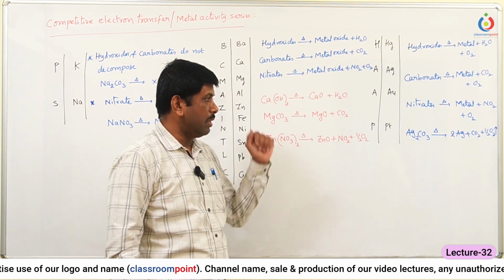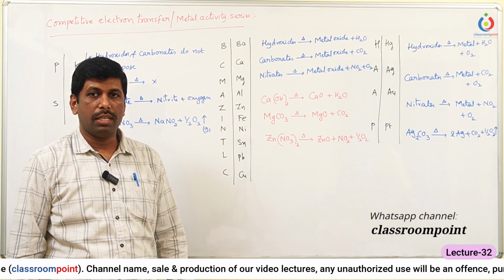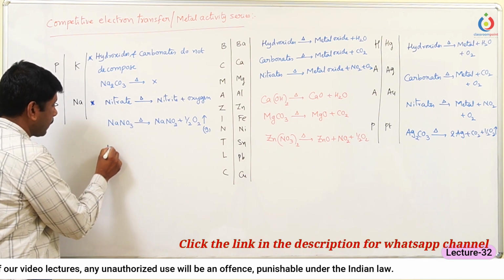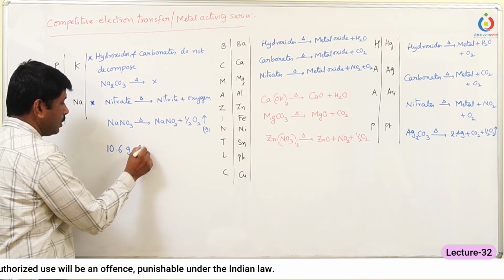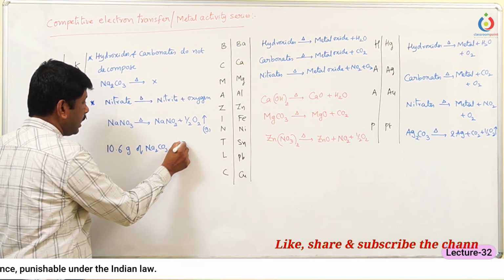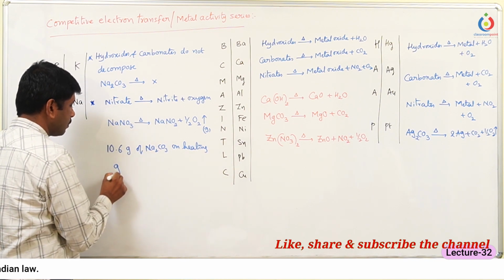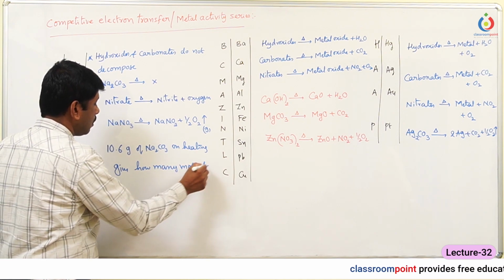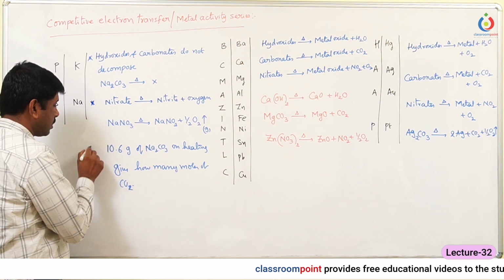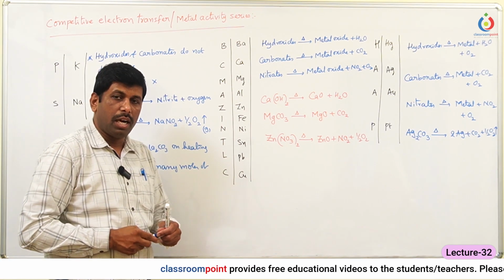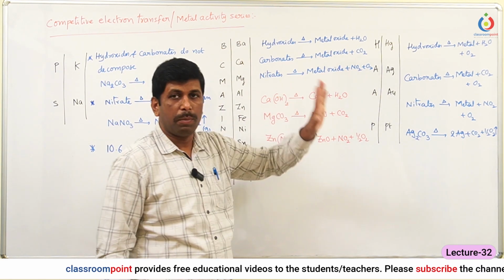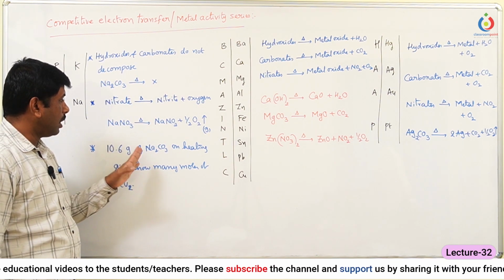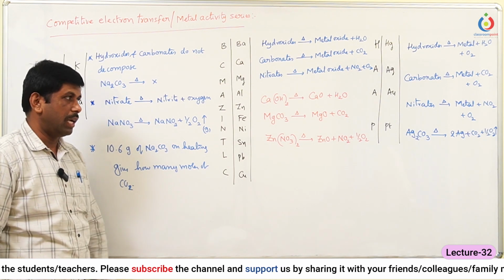So using this type of equation, we can easily guess what the products are in the reaction. For example, 10.6 grams of Na2CO3 on heating gives how many moles of carbon dioxide? If the question is asked like this, people usually guess that carbonates decompose, giving carbon dioxide. That is not possible with all the elements. For example, here I had given already, carbonates do not decompose. So sodium carbonate does not decompose. That is the reason why we get 0 moles of carbon dioxide.